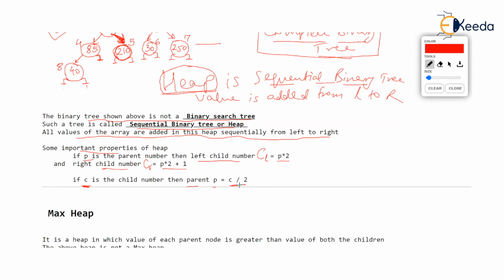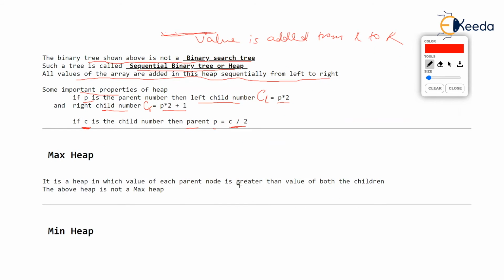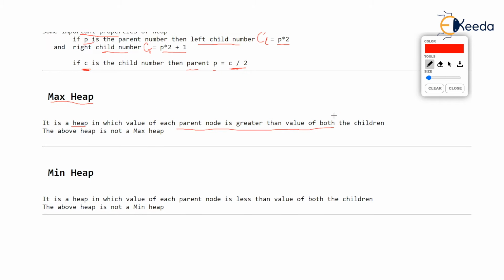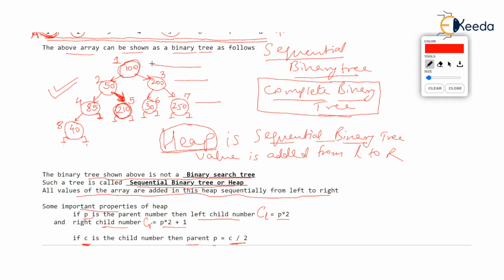By the way, there are two types of heaps now. First type of heap is known as max heap. Now, what is a max heap? Obviously, it is a heap. So it is a sequential binary tree in which each parent node is greater than the value of both the children. What did I say? Parent node must have value greater than both the children, and this should be true for every parent. Let's go on top and see this heap that we have drawn.